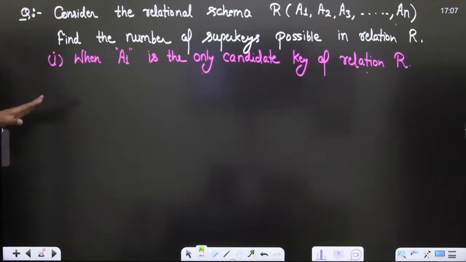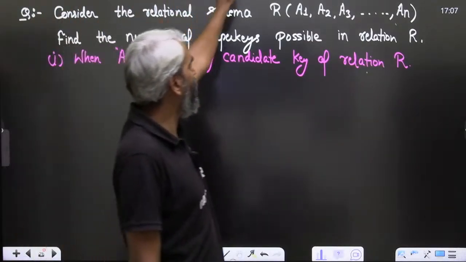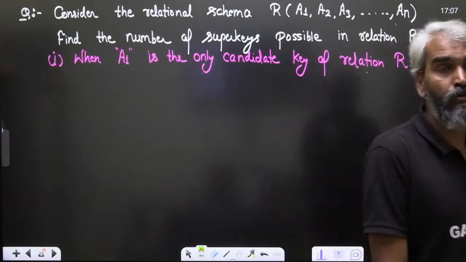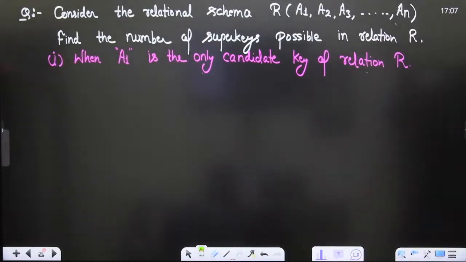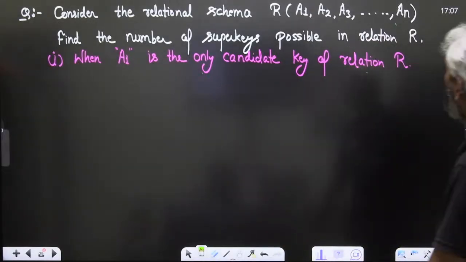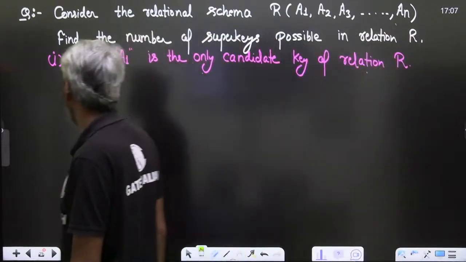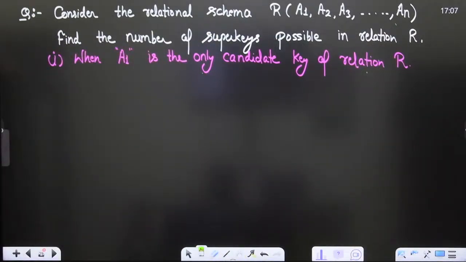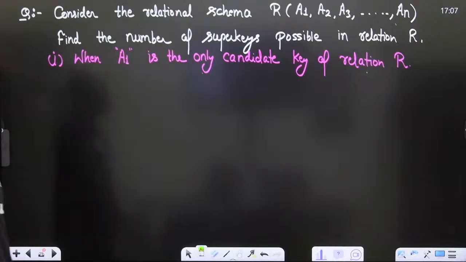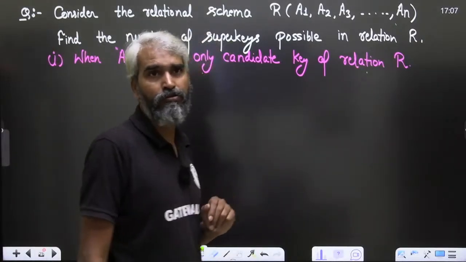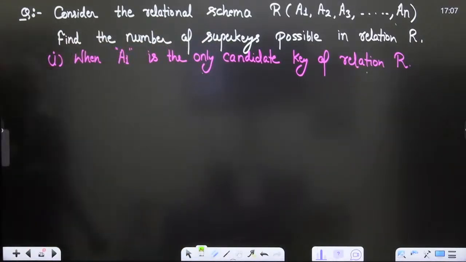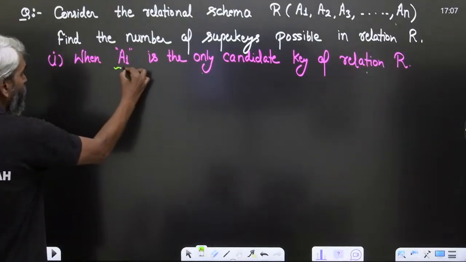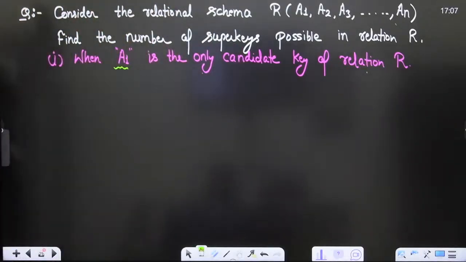So this is the very first question. Consider a relational schema R with n attributes A1, A2, A3 up to An. Find the number of super keys possible in relation R. First case, when A1 is the only candidate key of relation R. So there is only one candidate key and that candidate key is a set containing attribute A1, and there is no other candidate key.